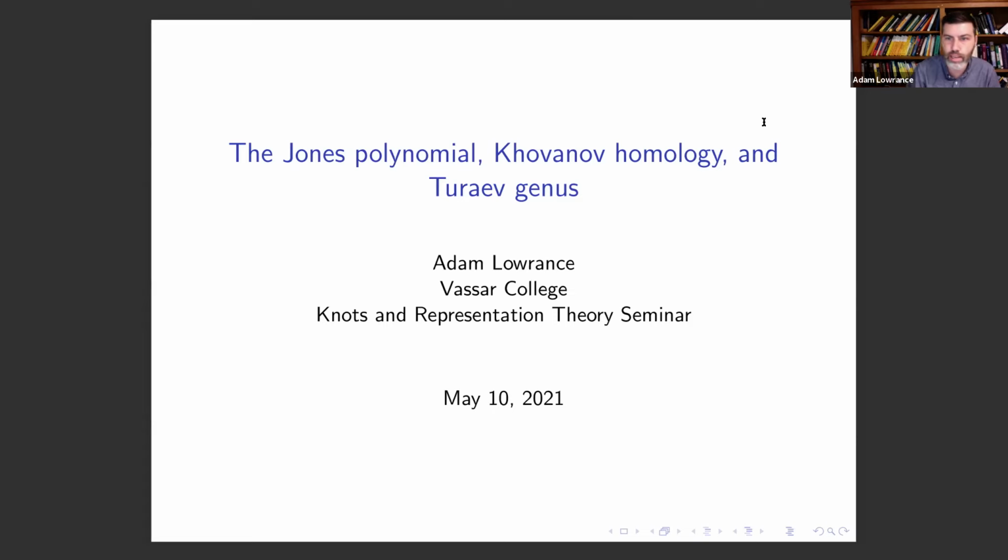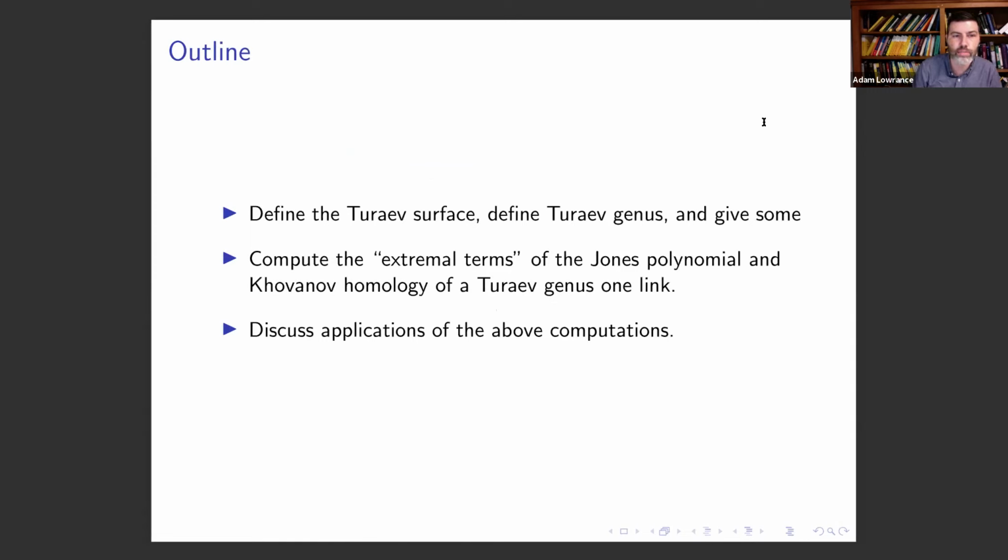So the plan is to spend a little bit of time talking about the Turaev surface or atoms and define Turaev genus. And somehow I made a typo on the first page. Okay, and give some historical background, just where it came from and what's been done over that time. And then I want to spend the second part of the talk more focused on recent-ish work about how to compute the extreme terms of the Jones polynomial and the corresponding terms in Khovanov homology for Turaev genus 1 links. And then I'll discuss an application of that as well.